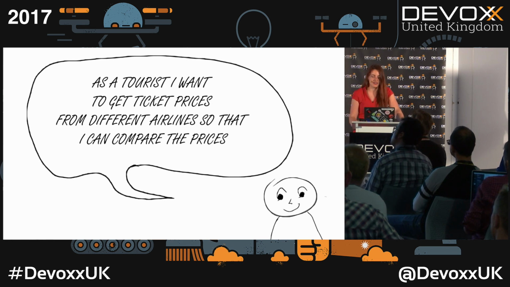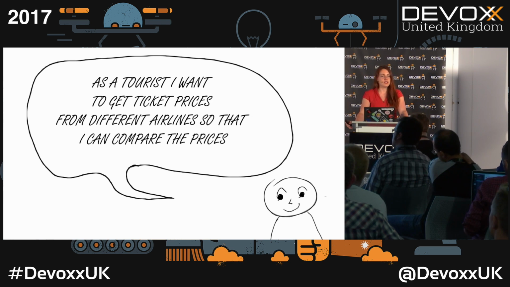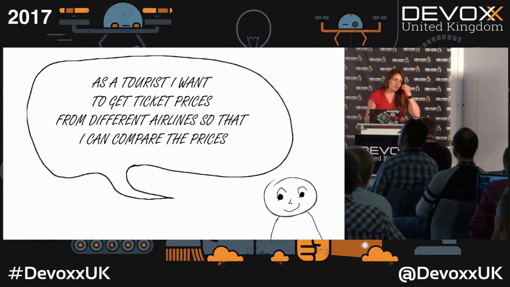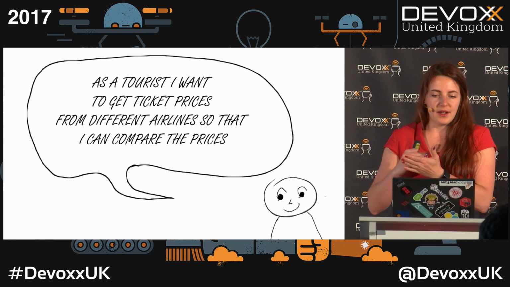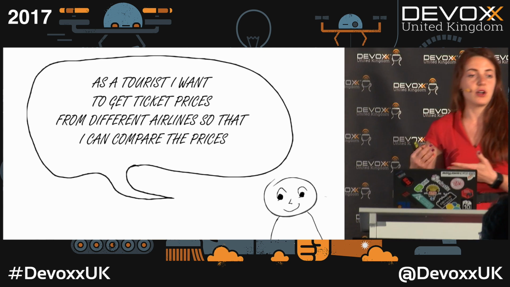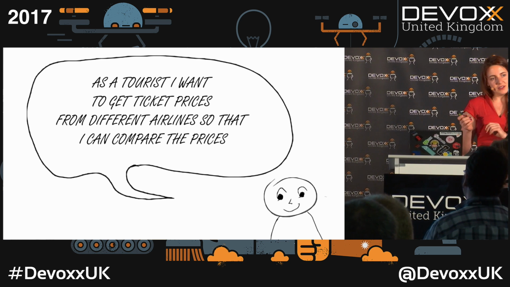And let's have another example. So as a tourist, I want to get ticket prices from different airlines so that I can compare the prices. That is a decent user story because we have a person defined. We have the information around the ticket prices. We know that the aim of the person is finding the comparison. So I probably can find the lowest price. Trouble is that it's still not perfect.